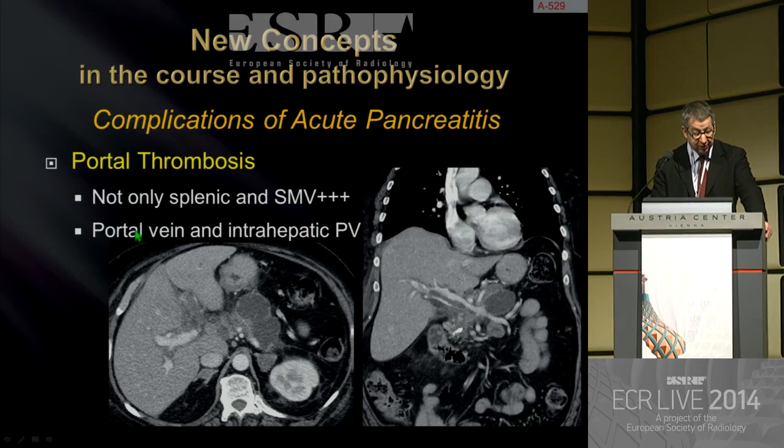Portal thrombosis, of course, is a common situation in acute pancreatitis. It's not only for splenic and superior mesenteric vein, but also it can be seen in intrahepatic portal veins, like here.